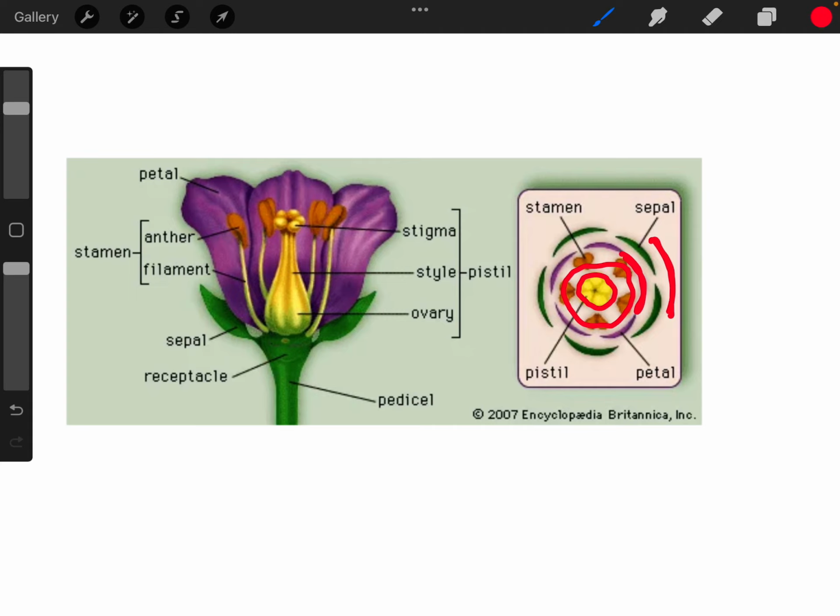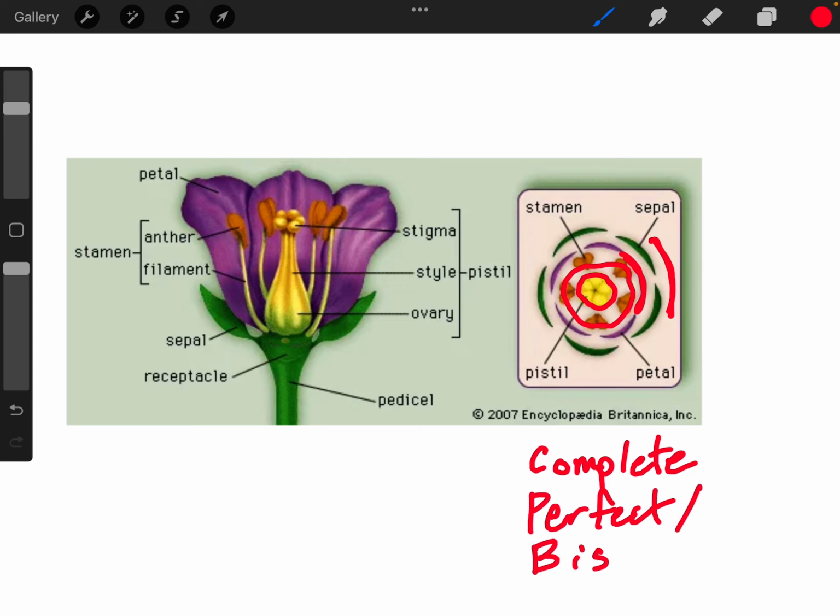And so in this example, all four whorls are present. And when all four whorls are present, we have a term for that. That is called a complete flower. Now also, because both the androecium and the gynecium are present, that is also called a perfect flower. Also, because both of those sexual structures are here, that is a bisexual flower as well.